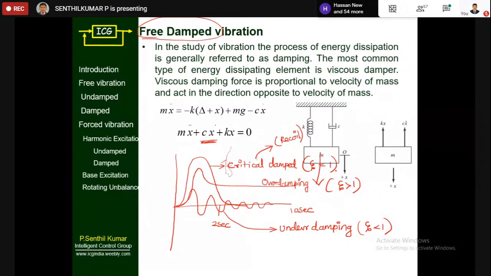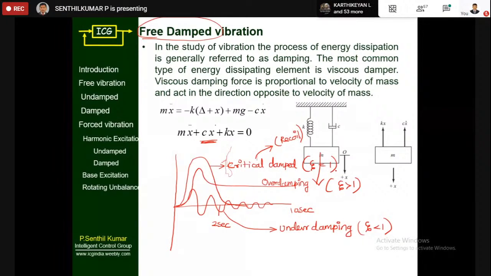So we have to ensure eta. Eta equal to 1 is critical, eta less than 1 is under damping, eta greater than 1 is over damping. Many times they will ask you to find this. You will get a one-mark question: if eta equal to 1, what is the type of system? You can say critical damped system.